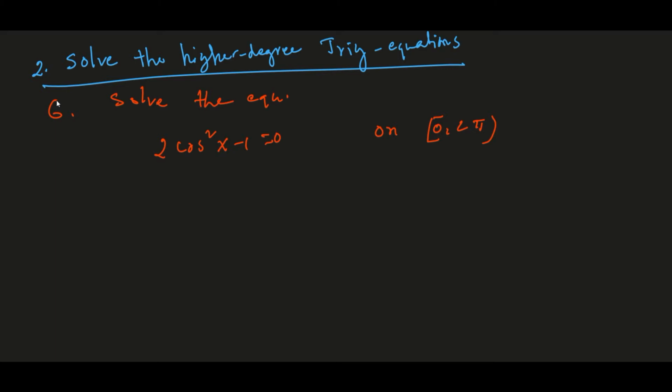So now to solve this, we can add 1 to both sides. 2 cosine squared x minus 1, then we are adding 1 to both sides. So we get 2 cosine squared x equals 1. And then we can divide both sides by 2. We get cosine squared x equals 1/2.